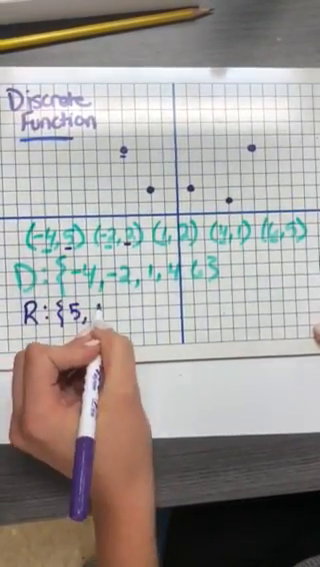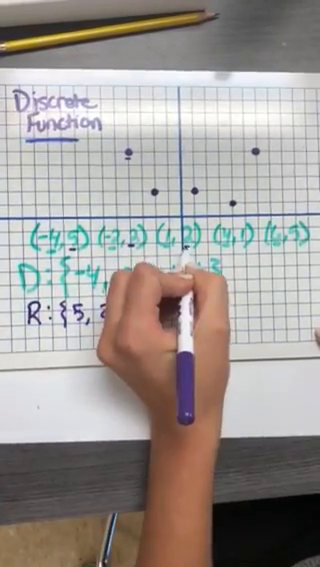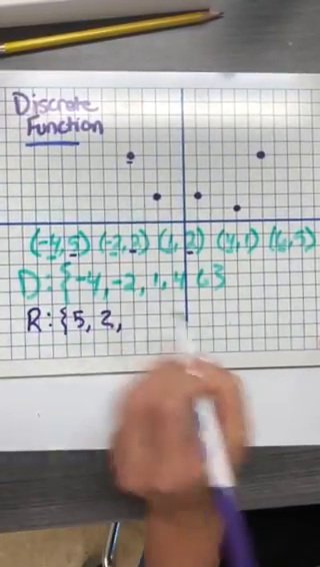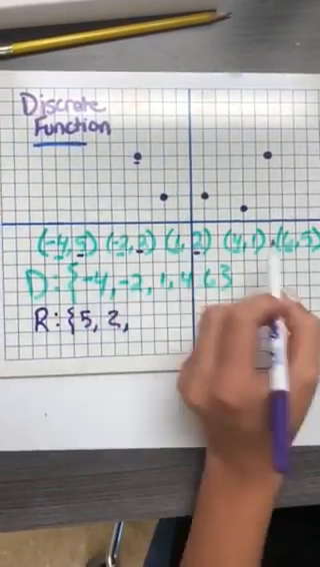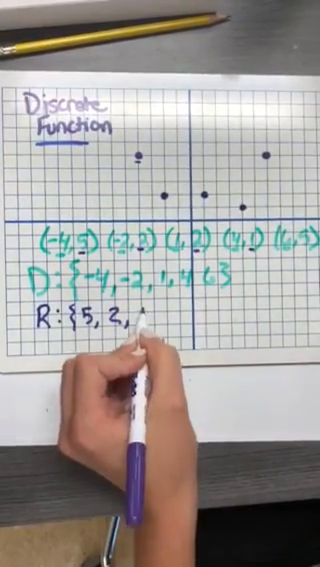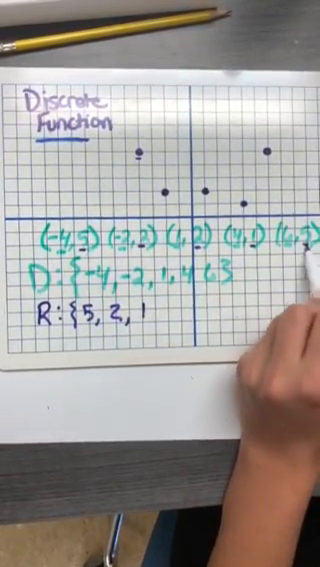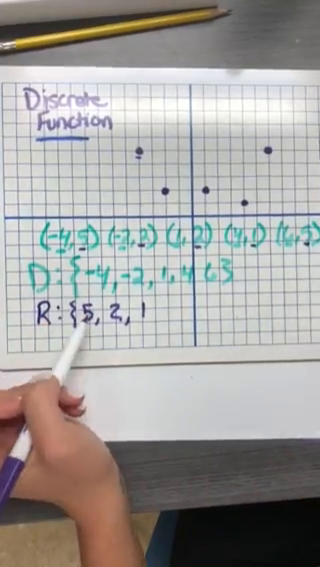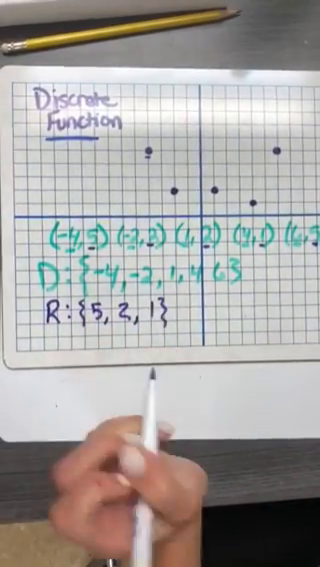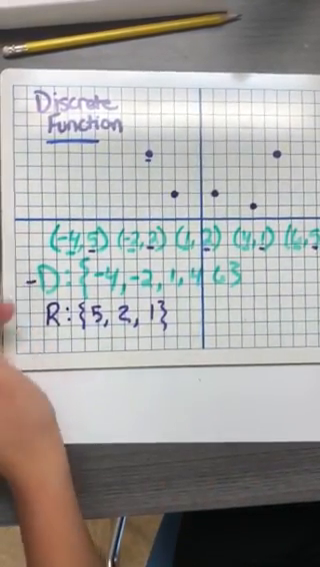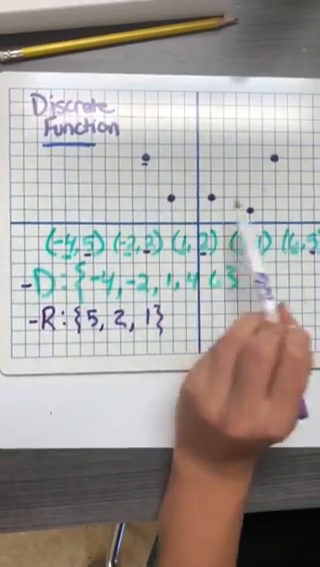then 2, and then here we see 2 again, but we don't repeat numbers because we already have a 2. So we'll go to our next y value, which is 1. And then our last one is a 5, but if you remember, we do not repeat our y value. We already have a 5 listed. So we can complete our range by adding the bracket. And so here's our domain, and here's our range for this discrete function.